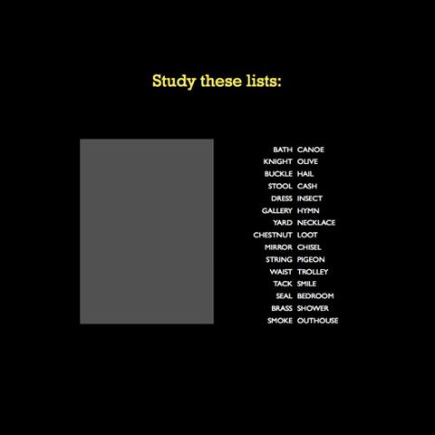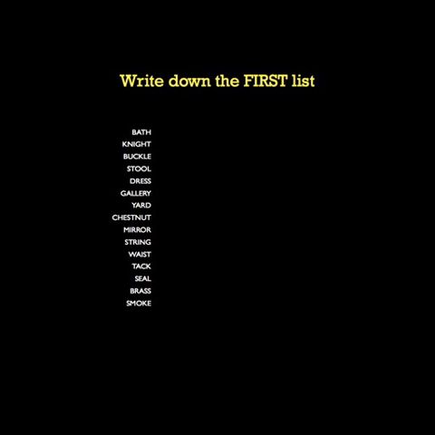Twenty seconds left. Five, 4, 3, 2, 1. All right, what I want you to do is write down the pairs from the first list. The first one was bath and vegetable. These are the cue words, and I want you to come up with the pairs to these cues.